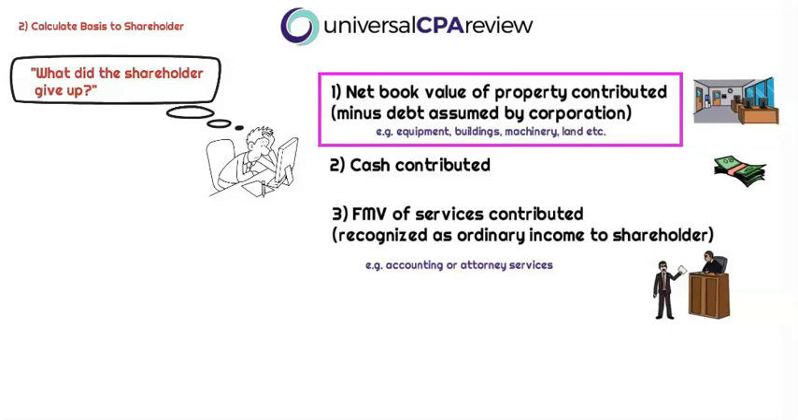Okay, so something to keep in mind, if debt assumed by the corporation is greater than the net book value of the property given up, questions asking for the basis to the shareholder for the shares received, we can never reduce this beyond 0. Okay, so AKA we can never have a negative basis in anything. But we're going to address this when we talk about our gains.